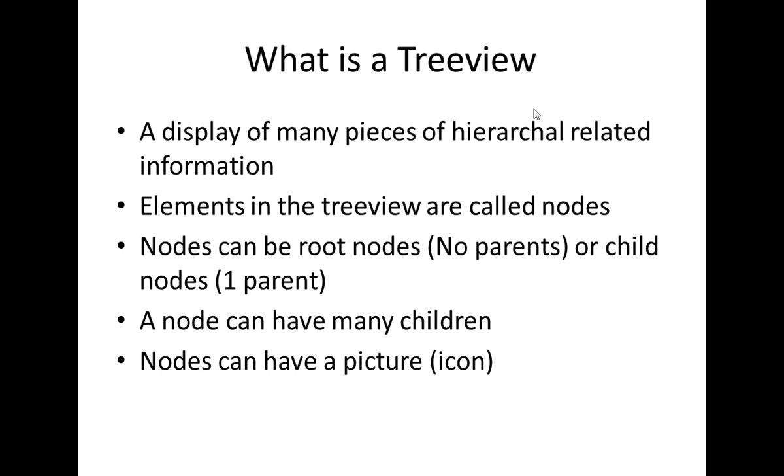Each element in a Treeview is called a node, and a node can be either a root node, i.e. it has no parents, or it can be a child node and have one parent. A single node can have many children. Nodes can have a picture or an icon attached to it.